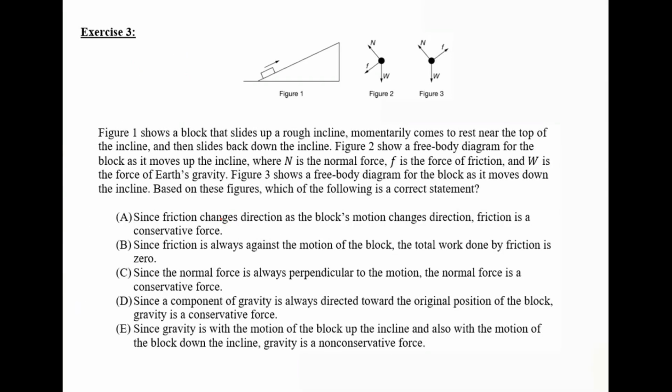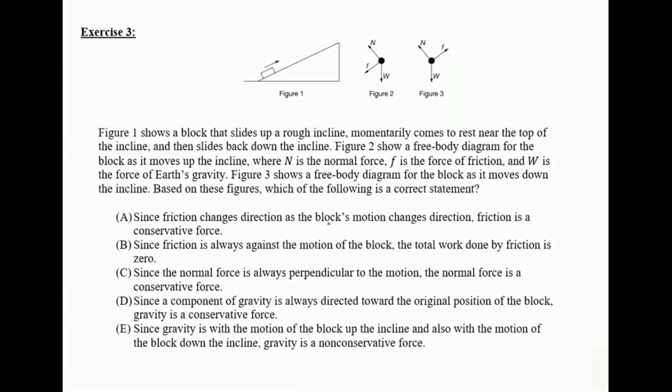Now, exercise 3. Figure 1 shows a block that slides up a rough incline, momentarily comes to rest near the top of the incline, and then slides back down the incline. Figure 2 shows a free body diagram of the block as it moves up the incline, where N is the normal force, F is friction, W is the pull of gravity. Figure 3 shows the FBD for the block as it moves down the incline. Based on these figures, which of the following is the correct statement?